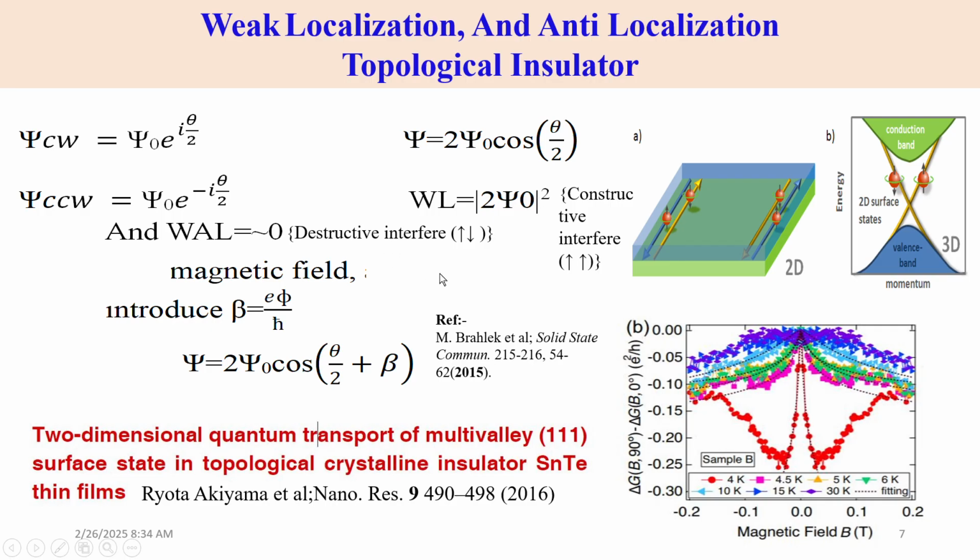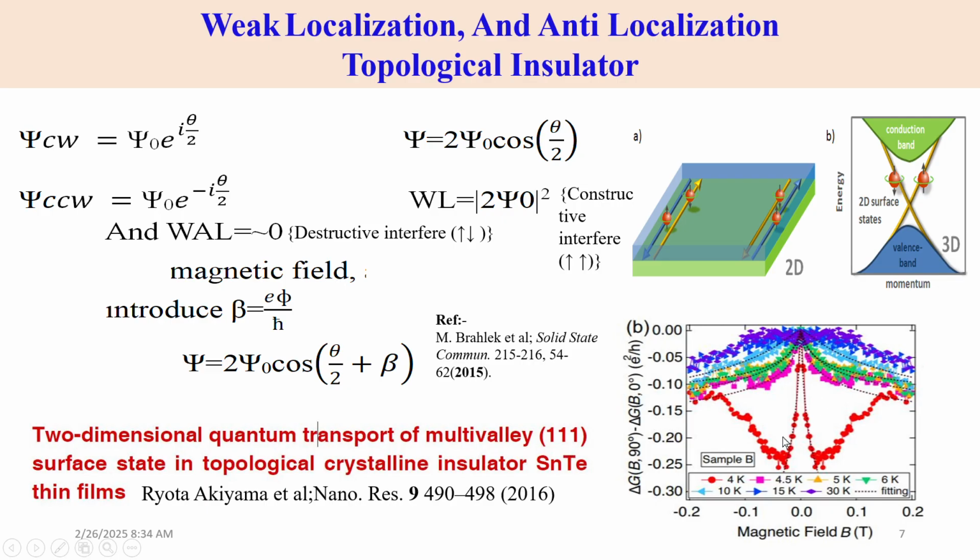And if the electrons interfere destructively with the opposite phase, the corresponding probability, in the case of the weak antilocalization signature, should be 0. On the addition of the magnetic field, the phase factor increases and the corresponding wave function is this, so the probability is increasing with the magnetic field. And this is one example, SnTe, which is basically a topological crystalline insulator.